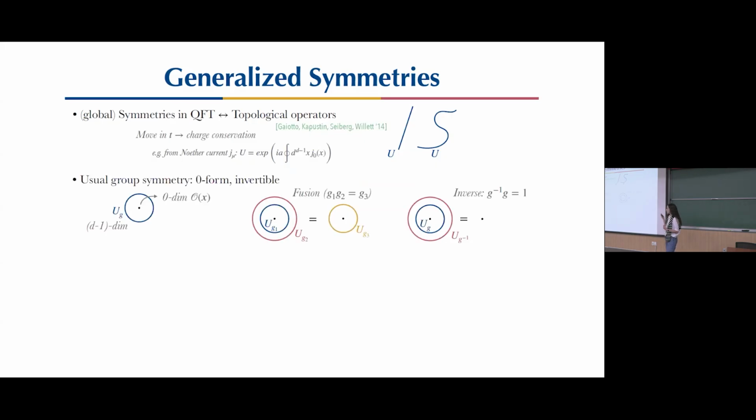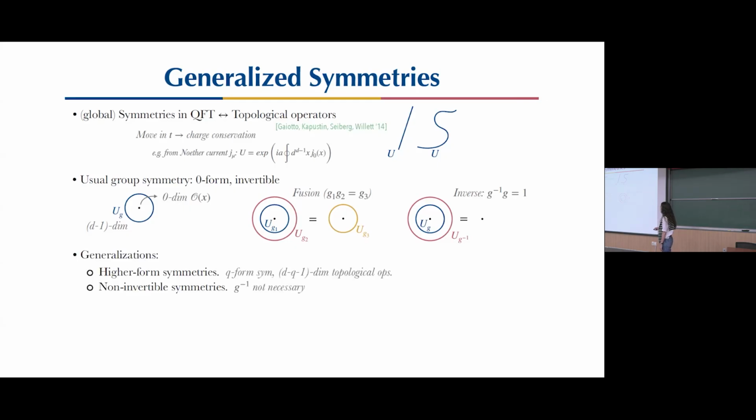So with this perspective, the usual group symmetries are now called zero-form invertible. So zero-form because they act on local operators. And you can also fuse these topological operators following the group multiplication law into a third one. And you're also requiring for group symmetries that there is an inverse, so that each element has an inverse and you can undo whatever you were doing before. So this is what we knew already.